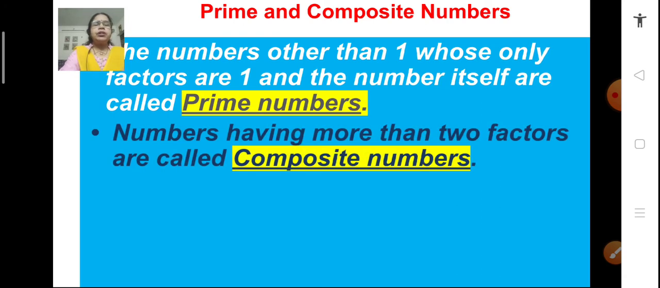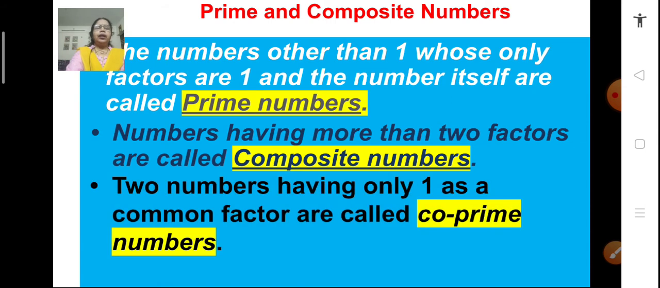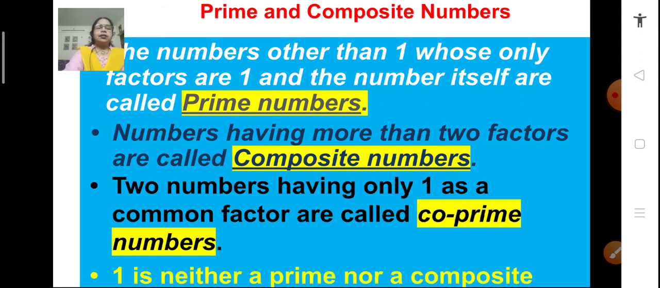And what are composite numbers? The numbers which have more than 2 factors are called composite numbers. For example, the numbers like 4, 6, 8, 9, 10, all these numbers have more than 2 factors. Alright, so they are known as composite numbers. And 2 numbers having only 1 as the common factor are known as co-prime numbers. Now, 1 is neither a prime number nor a composite number. So this was about the prime and composite numbers, co-prime numbers, and about 1.